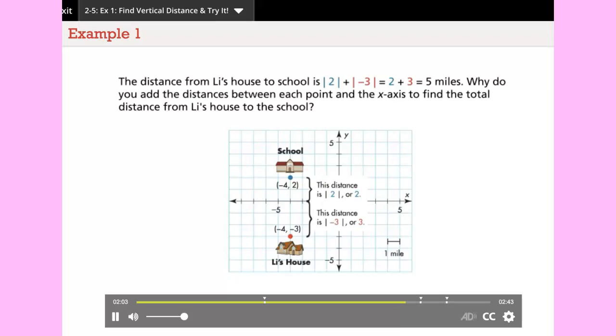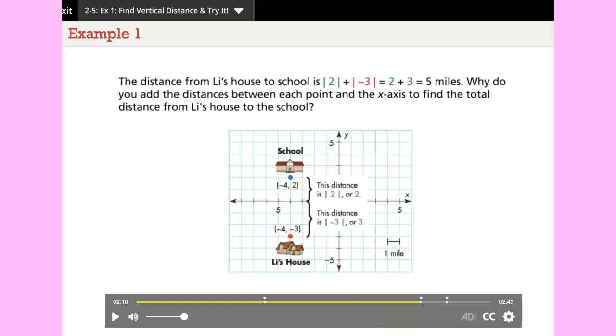Why do you add the distances between each point and the x-axis to find the total distance from Lee's house to the school? Do you guys have an idea why we had to add it? If you said because from this point to the center point, and from this point to the next point, so school to the center, center to the next house, that's why we're adding them.